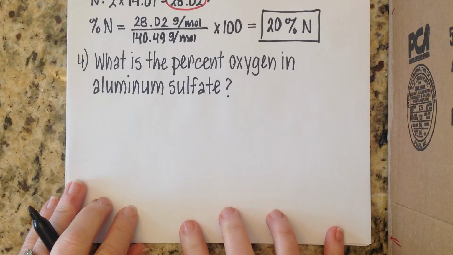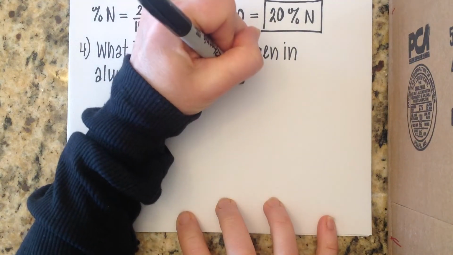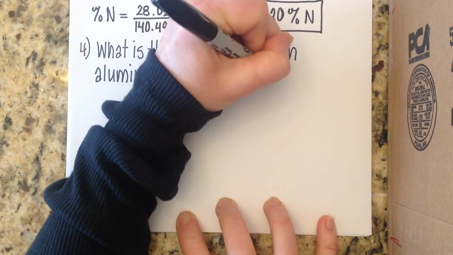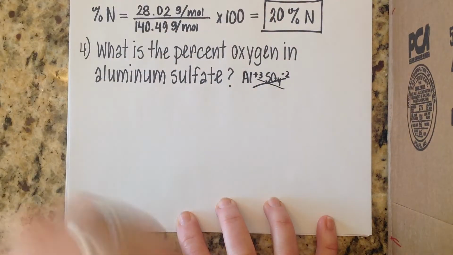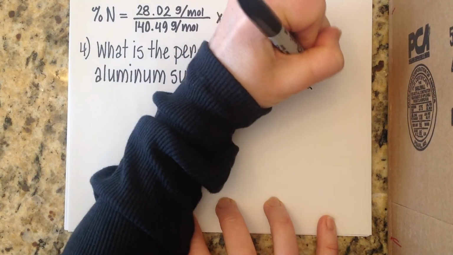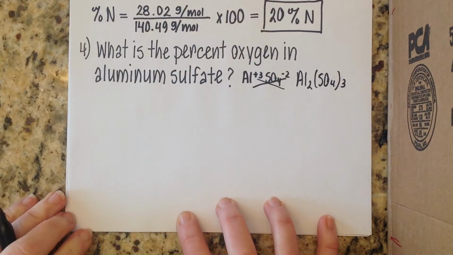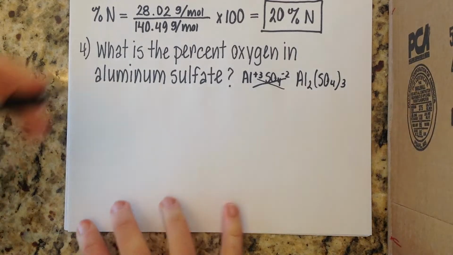So aluminum sulfate is an ionic compound, and I know that aluminum has a +3. Sulfate is SO4 -2, and when you crisscross, I know to do that because it's ionic, you're going to get Al2(SO4)3. So I'm going to use that now, and I am going to find the molar mass of aluminum sulfate.